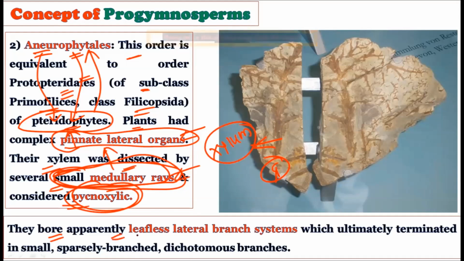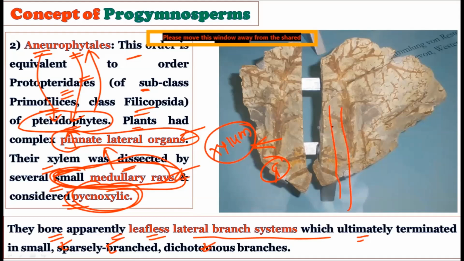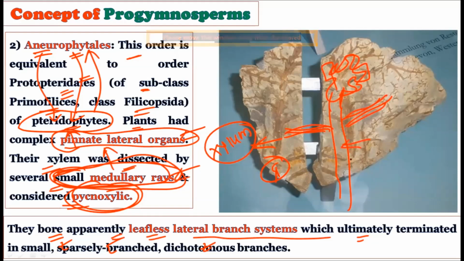See, they bore apparently leafless lateral branch systems, which ultimately terminate into small, sparsely branched dichotomous branches. So literally we have stems which are leafless. Just like branching is there, but the leafless branching ultimately terminates into a dichotomous branch at the apex. So this kind of structure is there in these plants. Some portion of it is showing the pteridophytic habit, and some portion is showing the gymnospermic habit. So again, it's a connecting link. Of course, it's a connecting link because it is under the progymnosperms. Okay, Aneurophytales, according to Beck, is an order of the progymnosperms itself.